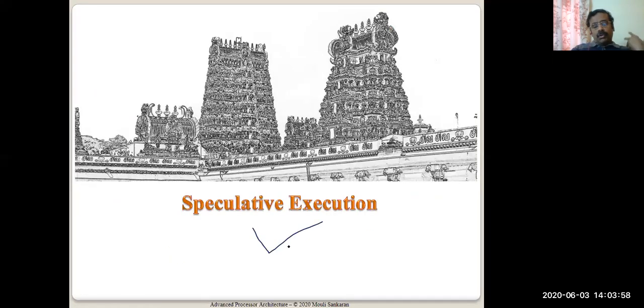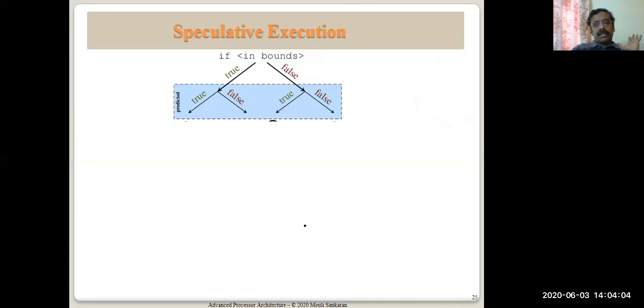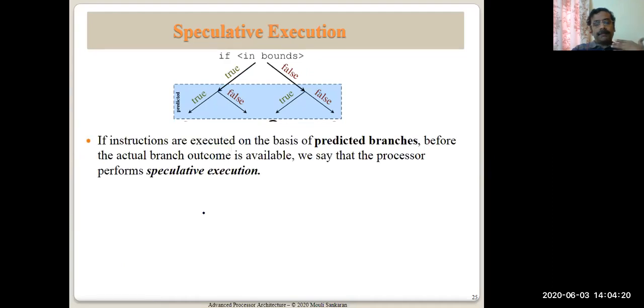So I have already spoken about it. When I spoke about branch prediction, I have covered this also. So let me just tell you. This is one state. This is one if condition. It branches onto true or false. And inside that you have another if condition which is going to branch true or false. So there are so many like this. You might have written the code in your program. So if the instructions are executed on the basis of predicted branches, suppose I predicted like this, it is true and this is going to be false.